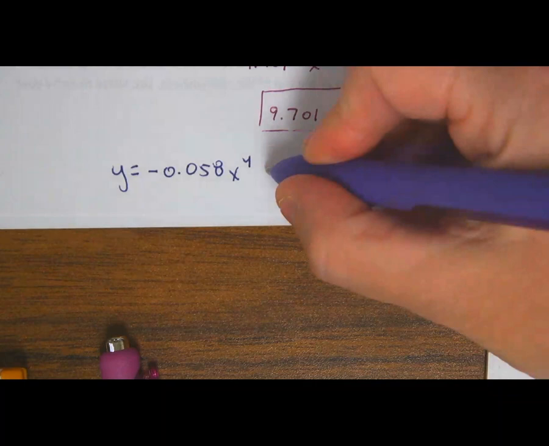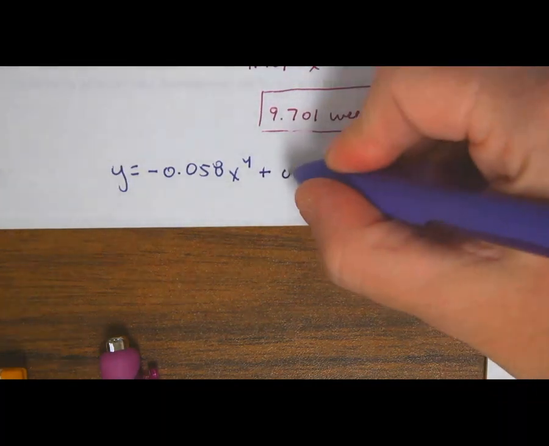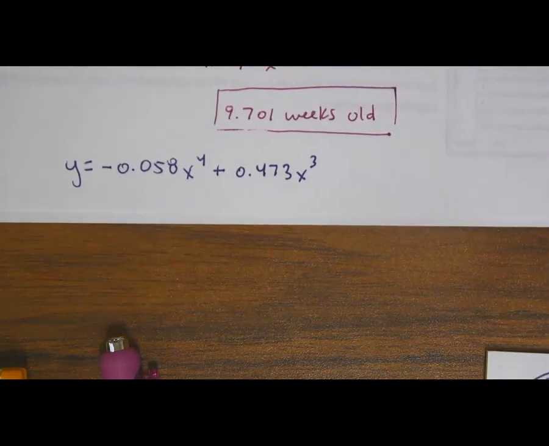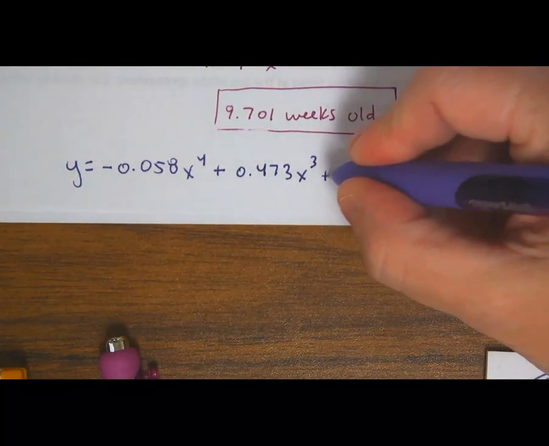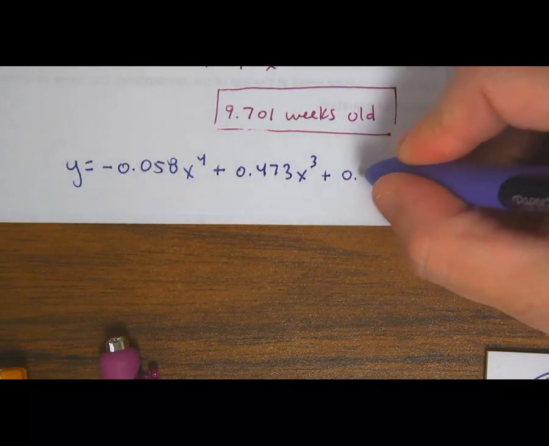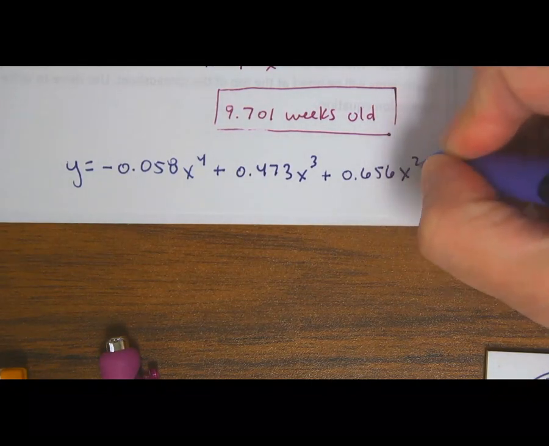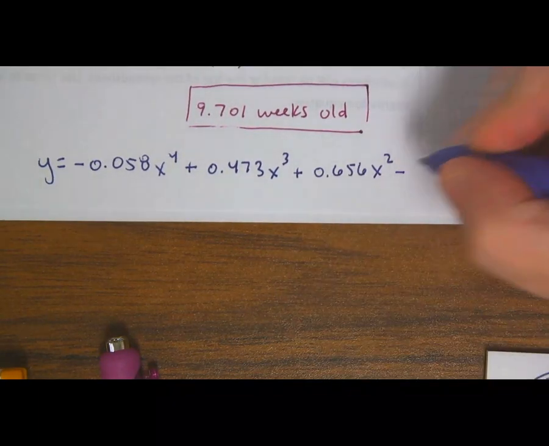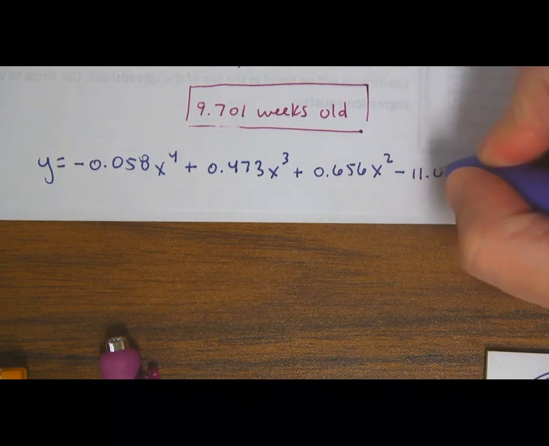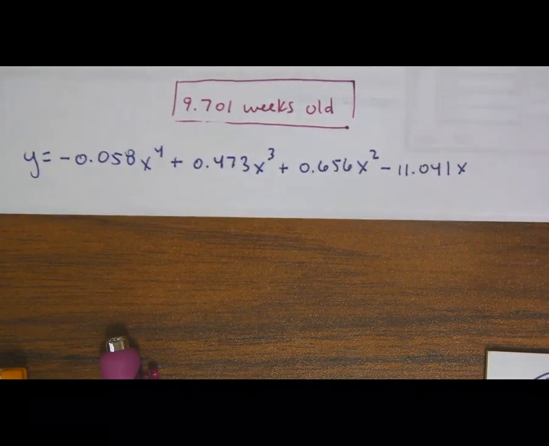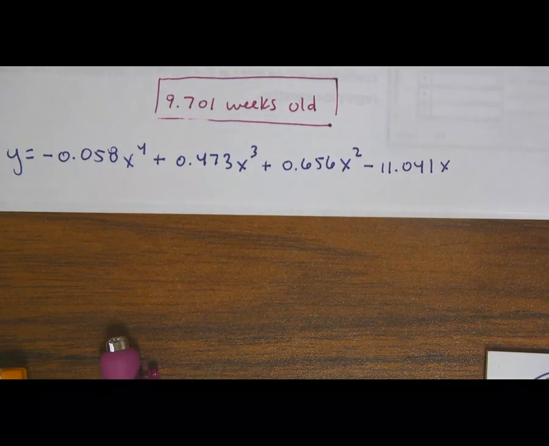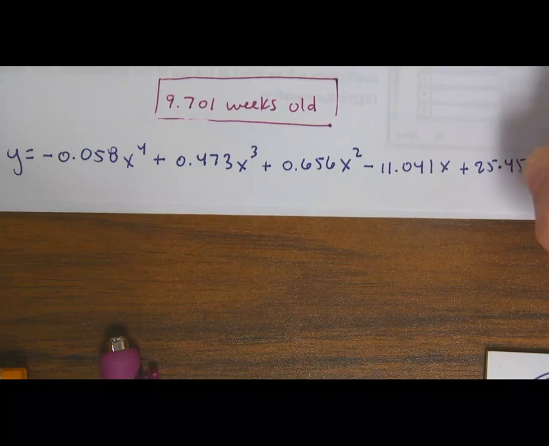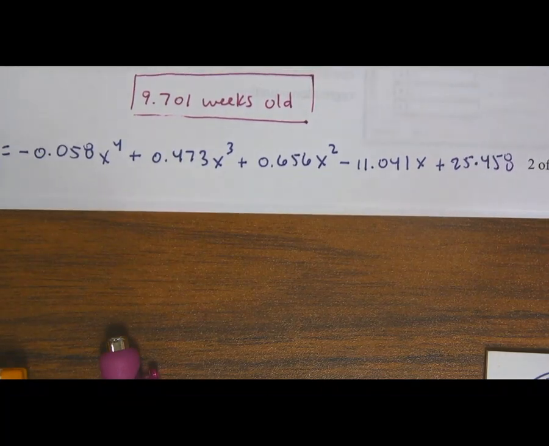B is positive, so positive 0.473x cubed. C is positive, so plus 0.656x squared. D is negative, so minus 11.041x. And E is positive, so plus 25.458. That is intense, isn't it?